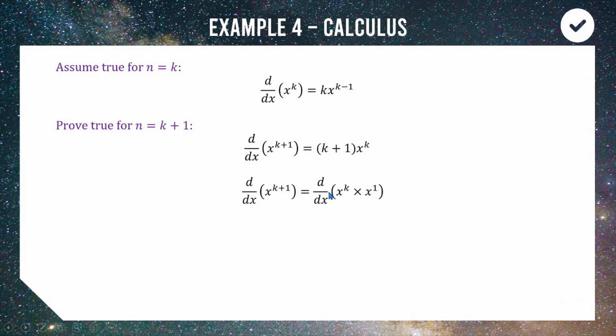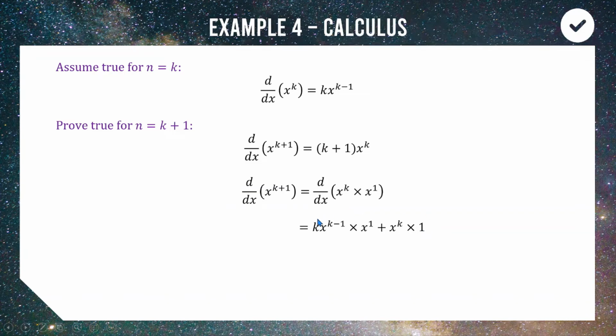Now we're going to differentiate this using the product rule because the question specified that we were allowed to do that. So for our product rule, if we differentiate the x to the k from our assumption, we get kx to the k minus 1. We leave x to the 1 all alone. Then we add to that, we leave the x to the k alone, and we differentiate the x to the 1 to a 1 from our part A. There's us applying the product rule.